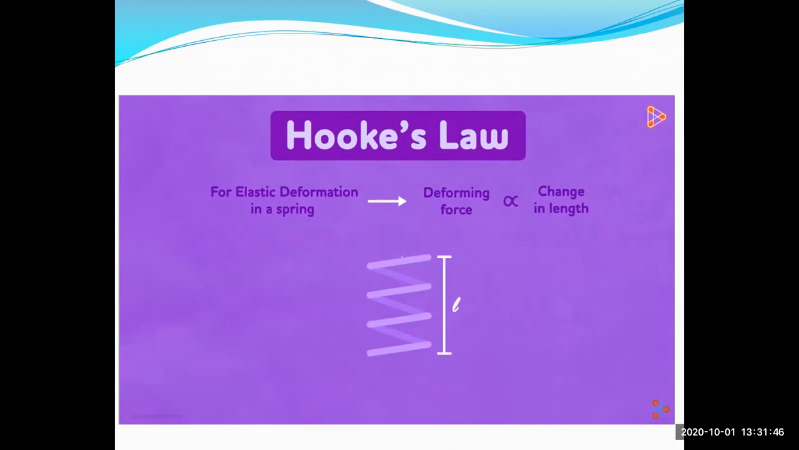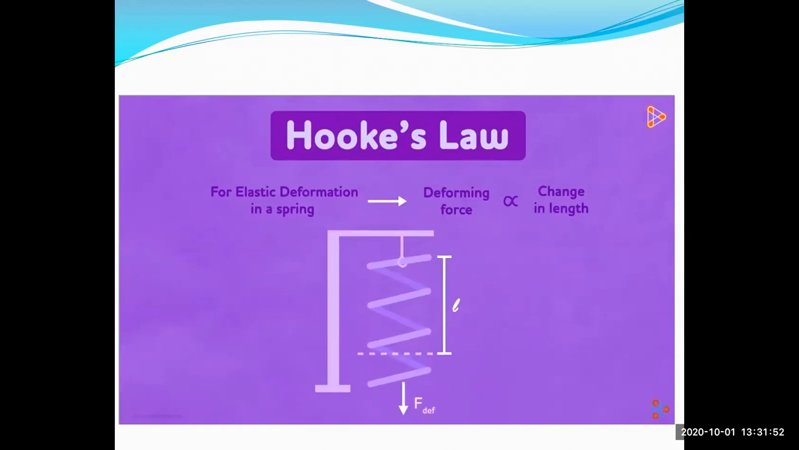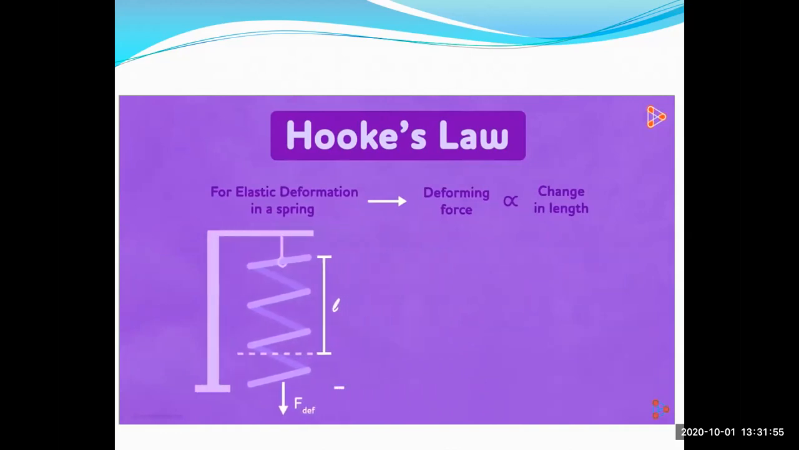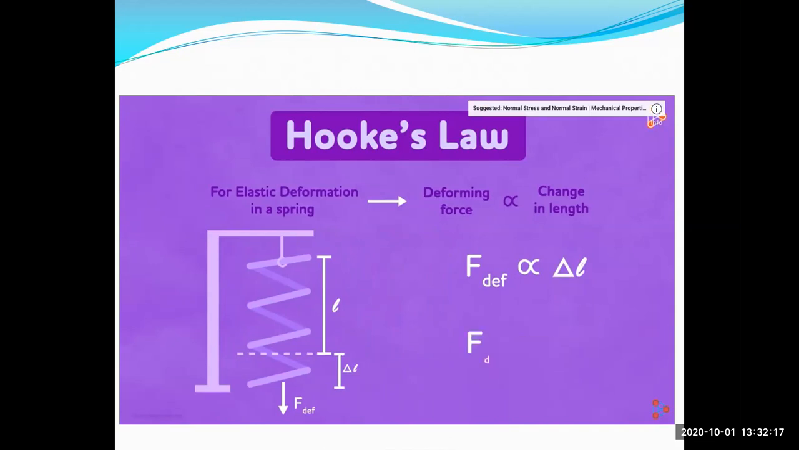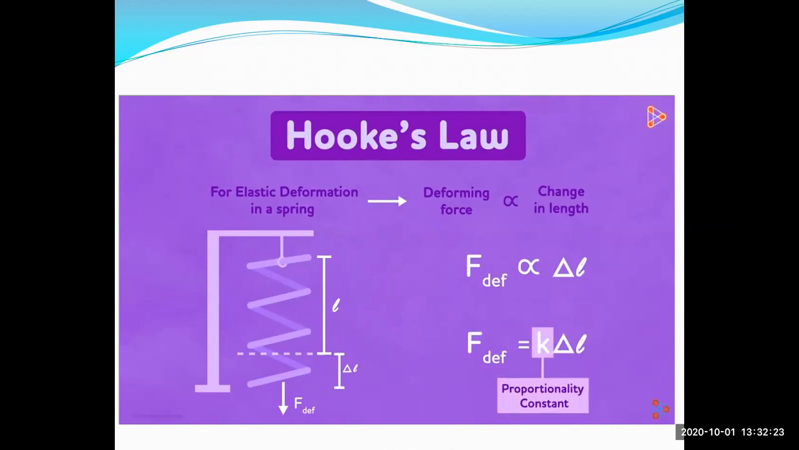Consider a spring of length L, whose one end is fixed. Suppose the stretching force F is applied on the other end. Now let the change in its length be delta L. The law states that the force F is directly proportional to delta L. Now what do we mean in mathematics when one quantity is directly proportional to the other? It means that one thing is some constant times the other. So we can write force F is K times delta L, where K is the proportionality constant. This is the mathematical form of Hooke's law.